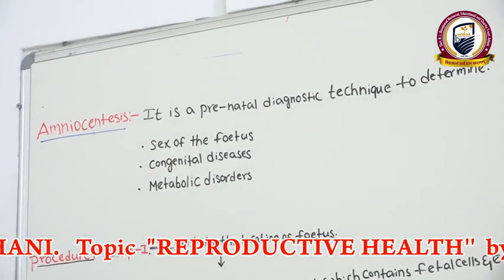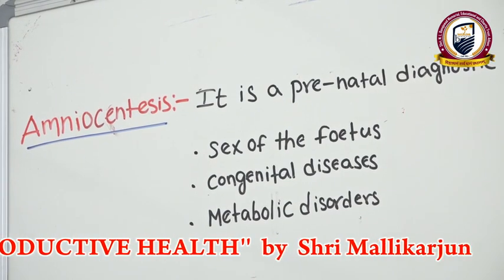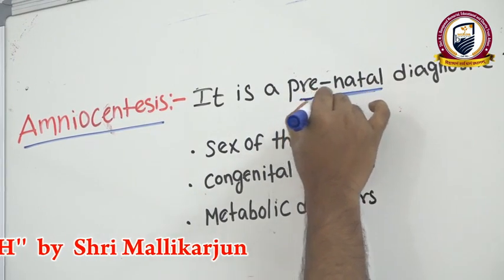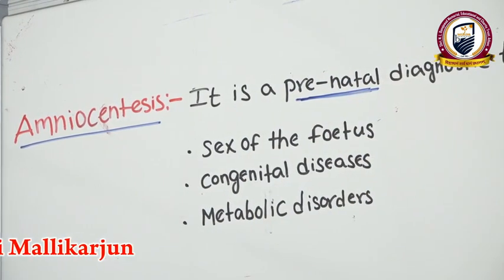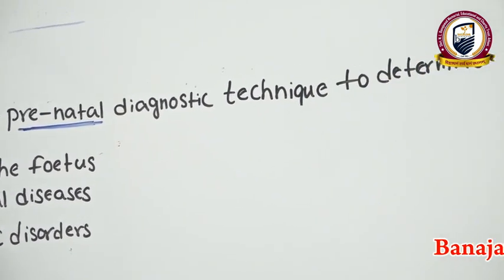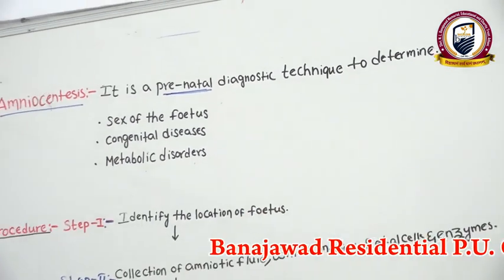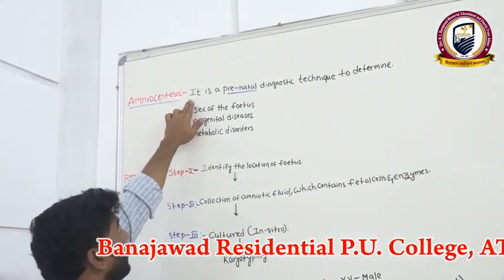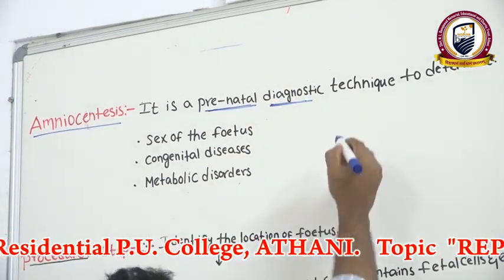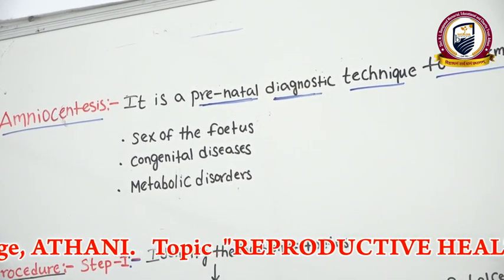What is amniocentesis actually? Amniocentesis is a technique. It is a prenatal technique. Prenatal means before delivery we are identifying the baby, whether it is a girl or boy, or whether any kind of defects are present in the baby, by using the chromosomal pattern of the baby. Clear? It is a prenatal diagnostic technique used to determine what we are going to determine here.